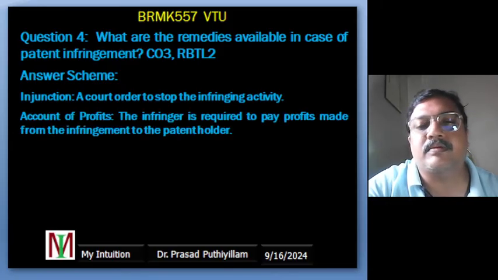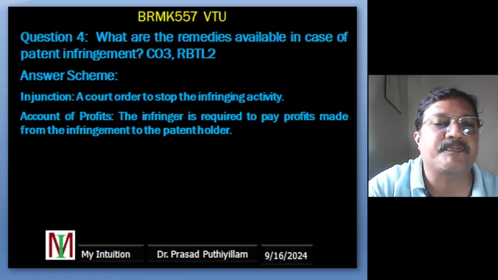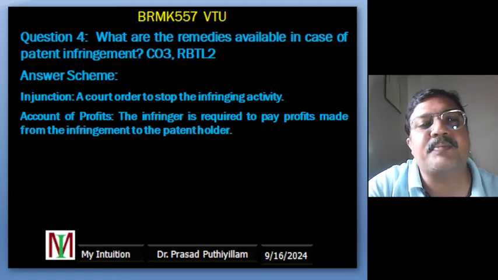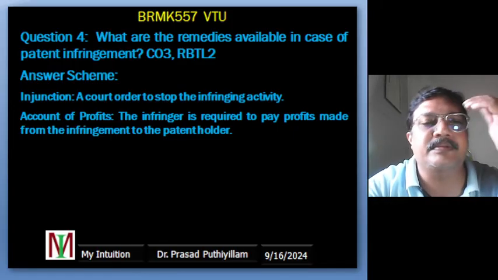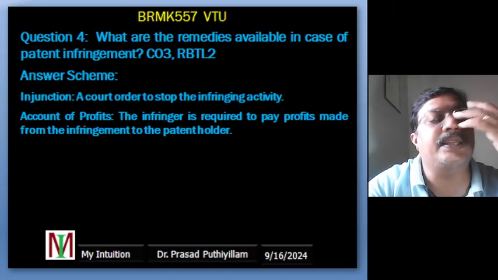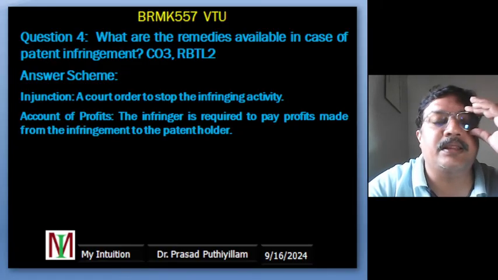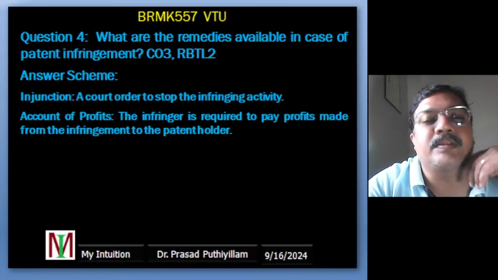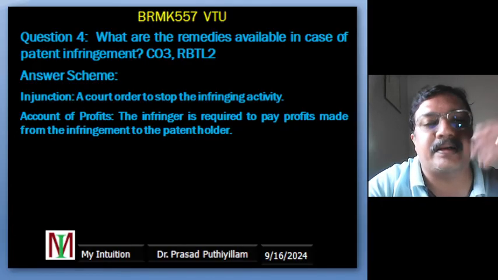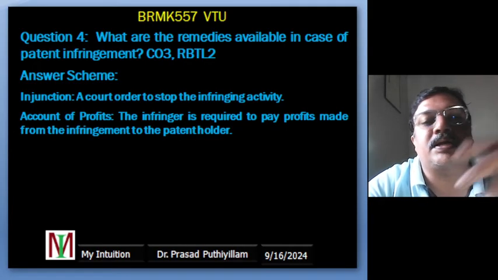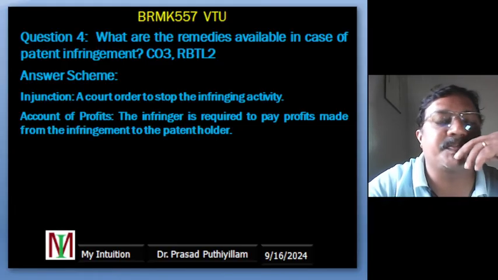Okay, now second point, account of profits. The infringer is required to pay profits made from the infringement to the patent holder. That means if someone illegally uses our invention and makes money from it, then the court can order them to give us the profit they made from using that. So this is called the account of profits.